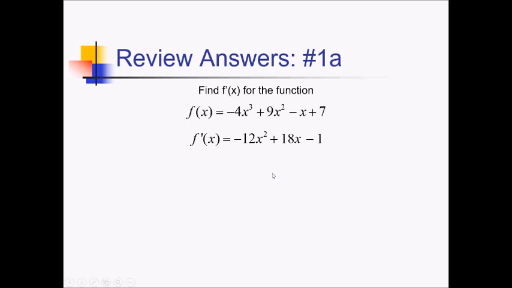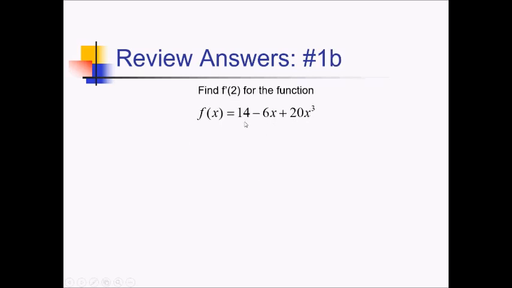To find f prime of 2 on this function, we first need to take the derivative and then plug 2 into it. So using my power rule for the derivative, 14 gets zeroed out. Derivative of negative 6x is just negative 6. And then derivative of 20x cubed, 3 times 20 gives us 60, and then we'll have x to the 3 minus 1, so that'll be x squared.